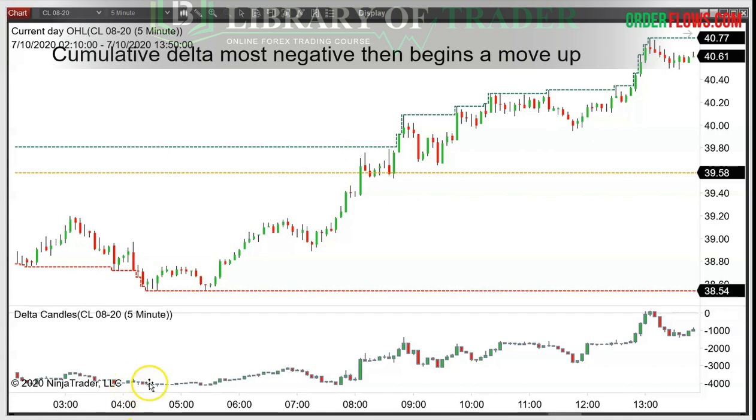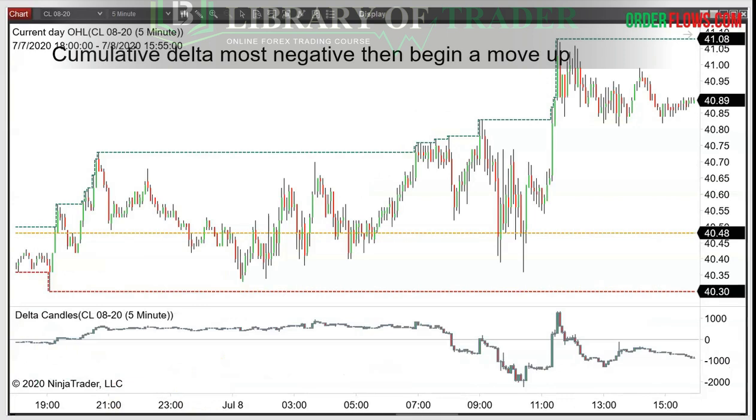But if you put yourself in the situation, well, I can't take longs because cumulative delta is negative, you're going to miss those opportunities. But I'm going to show you how you can take advantage of that later. Cumulative delta, most negative down here, all right? Then it begins its move up, right? It goes from its most negative to its most positive. So again, you're going to be missing your buying opportunity from the low and your selling opportunity from the high.